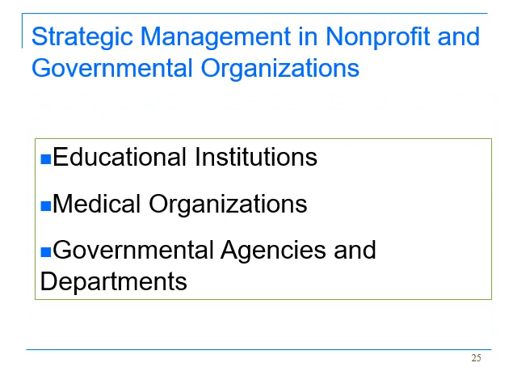Now there is a need to talk about strategic management in non-profit and government organizations. Three areas are going to be mentioned: educational institutions, medical organizations, and government agencies and departments.